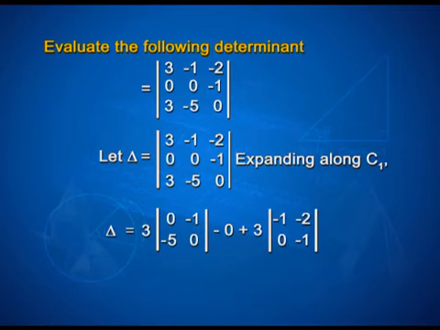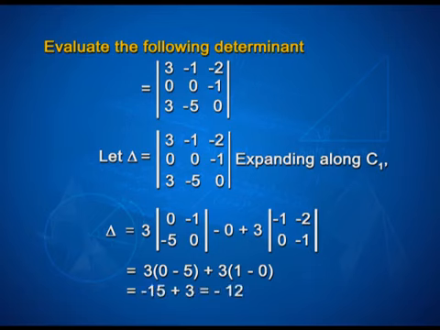minus 0 plus 3 into determinant minus 1 minus 2, 0 minus 1. This on simplification gives 3 into 0 minus of plus 5, that is 0 minus 5, plus 3 into 1 minus 0, that is minus 15 plus 3, that gives us minus 12.